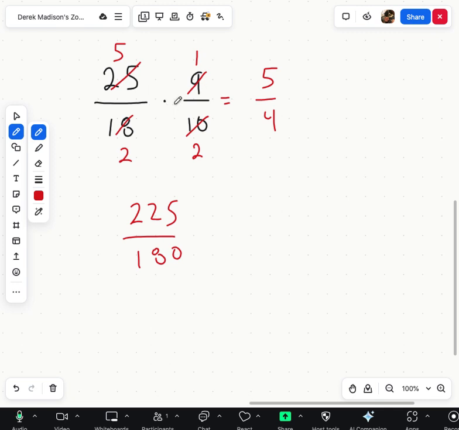So to recap, anytime you have a division problem with a fraction, just take the reciprocal of the second number and rewrite it as a multiplication. And then again, it's generally easier to spot what you can reduce before you actually multiply.